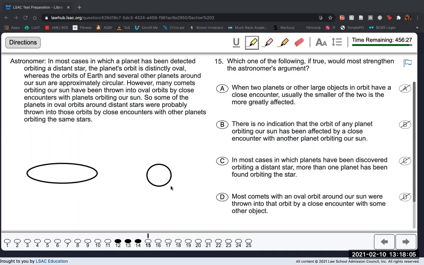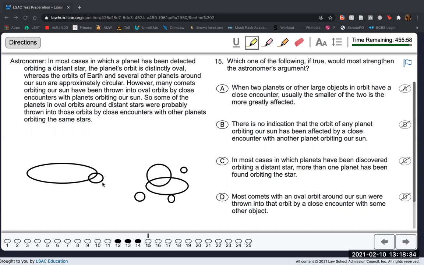However, many comets orbiting our sun have been thrown into oval orbits by close encounters with planets orbiting our sun. So basically, we've got all these little planets around here with circular orbits, and then we've got comets over here that now have more of an oval orbit. I have no idea. So they say some of the planets in oval orbits around distant stars were probably thrown into these orbits by close encounters with other planets orbiting the same stars.